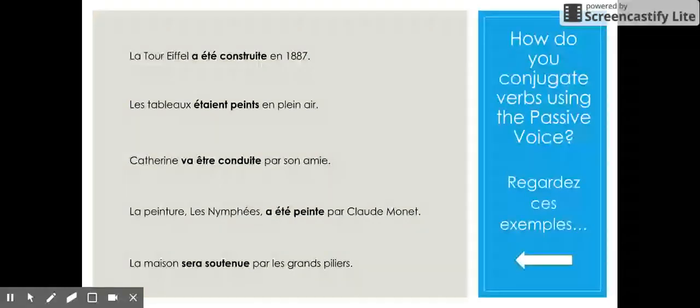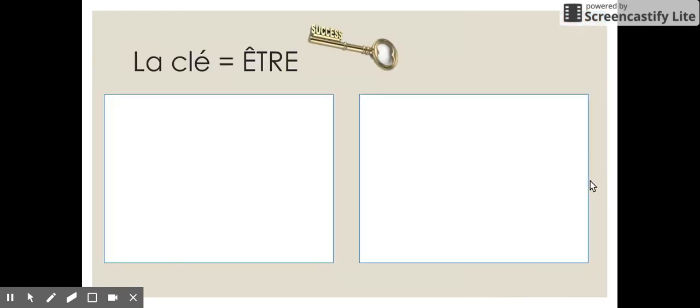Okay, so now you need to get involved. So how do you conjugate verbs using the passive voice? Regardez ces exemples. We have several examples. Every single one of them is in the passive voice. Take out a sheet of paper, take a look, try and find the patterns. What do you see that's the same in each one of these sentences? What is the common thread that we see? What is necessary for the passive voice? There's a couple things. Pause this video, give it some thought, and then start it up again when you're ready.